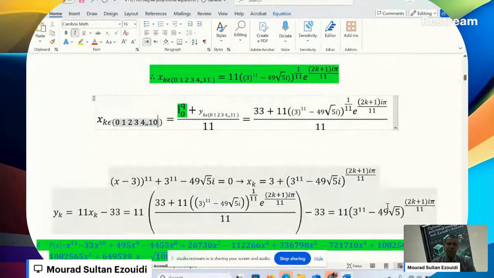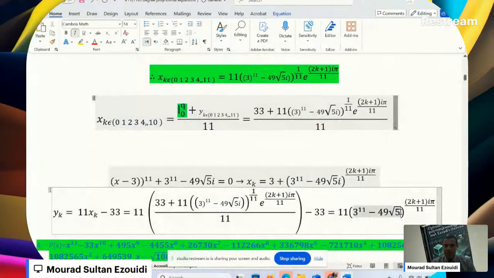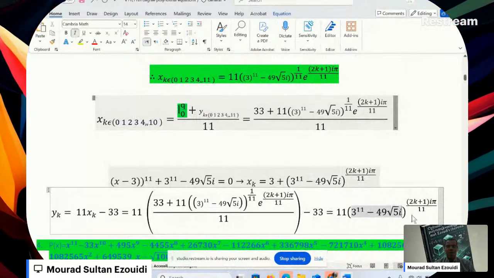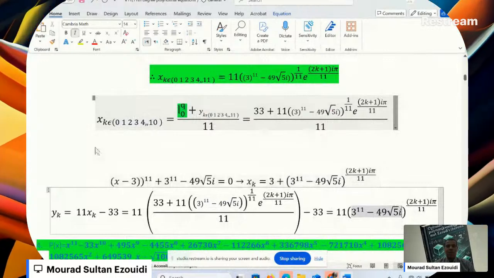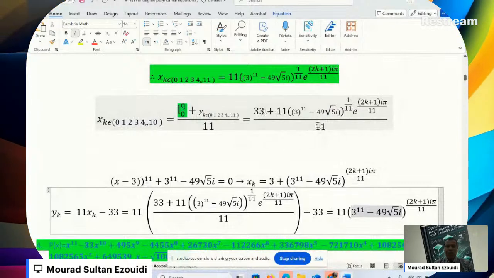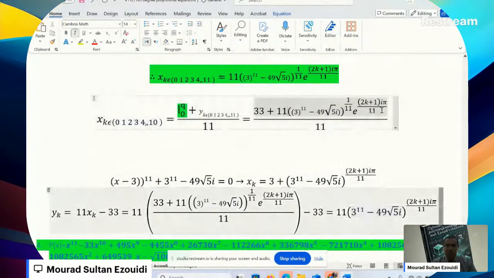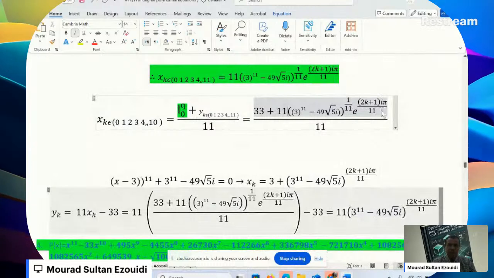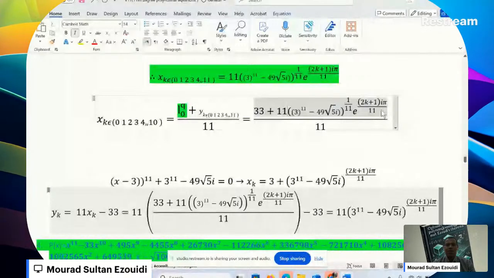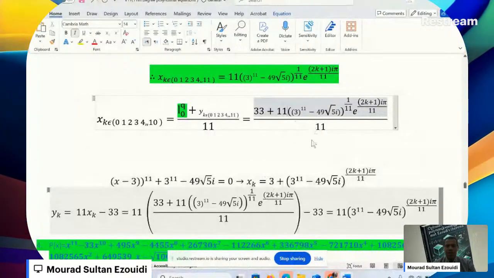So the coefficient is 45 root of 5i. So this is my kids now. This one follows the x roots of my new 11 degree equation, and these are the exact roots of our polynomial. We'll simplify more. 33 divided by 11 will give you 3, and 11 divided by 11 gives you this one.